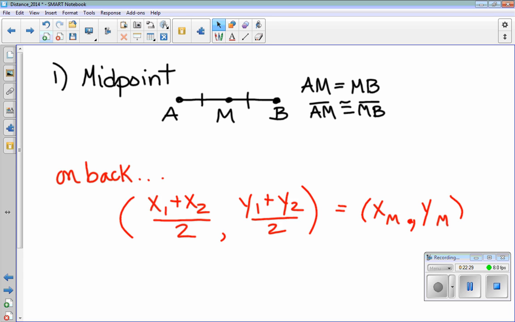Okay, so midpoint. We know what a midpoint is. We've been working with it now for a couple days. On the second card, we're going to do the Pythagorean theorem, because I'm going to show you today how the Pythagorean theorem is related to the distance formula. And you guys already know what the Pythagorean theorem is, because you did it back in middle school. So on card 2, you're going to do the Pythagorean theorem.